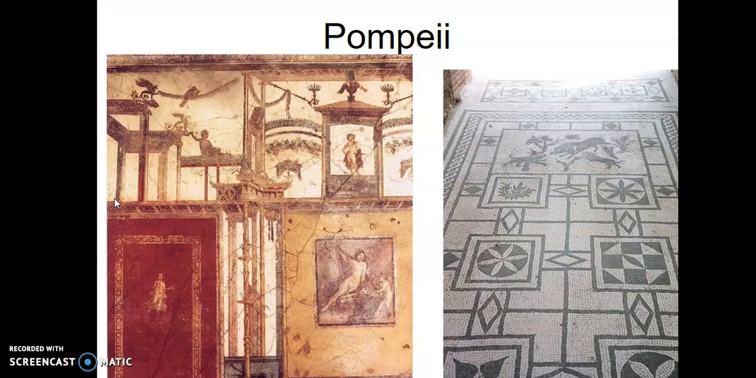More stuff from Pompeii, another mural with some trompe l'oeil, so it looks like there's architectural features. So that's the one on the left. On the right is an example of a mosaic tile floor in Pompeii. They really liked mosaics and decorative elements, and that we're not just going to have a plain tile floor. It's going to be showy.